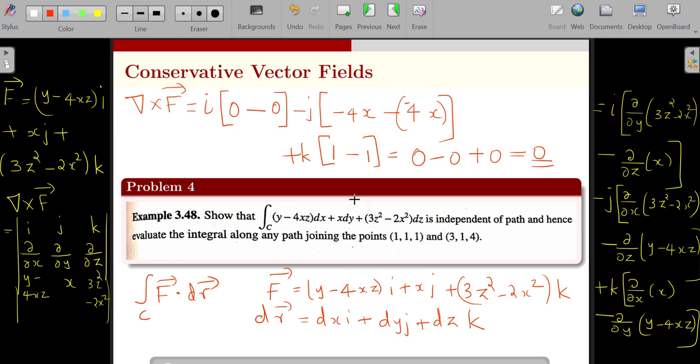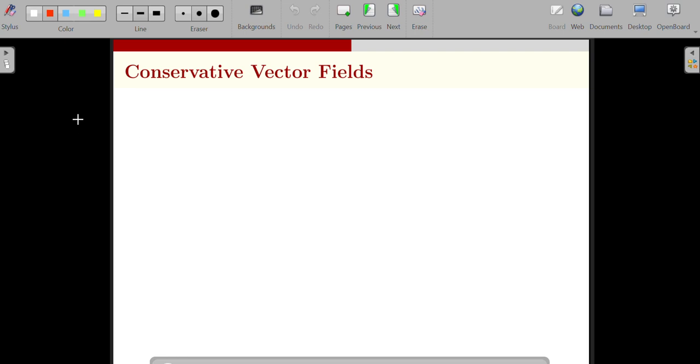So the line integral over C is the same as the line integral over C of F dot dr. That is nothing but the work done to move this particular particle from (1, 1, 1) to (3, 1, 4). In order to calculate this work done, we first have to evaluate the scalar function whose gradient is the conservative vector field.